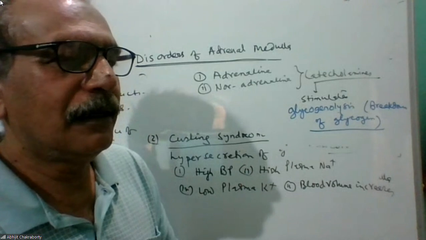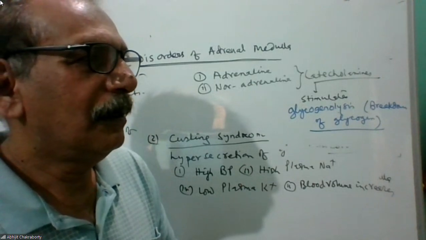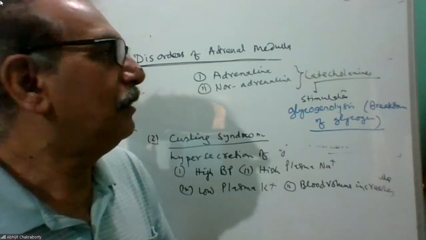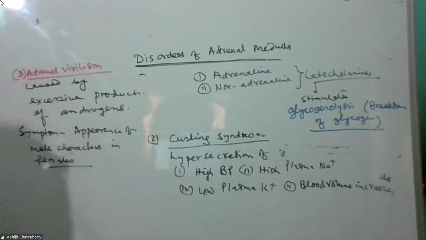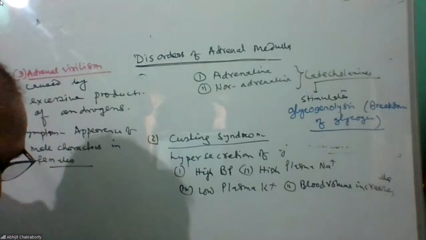Sir, please just give the slide? I couldn't copy the adrenal virilism. Caused by excessive production of androgens.